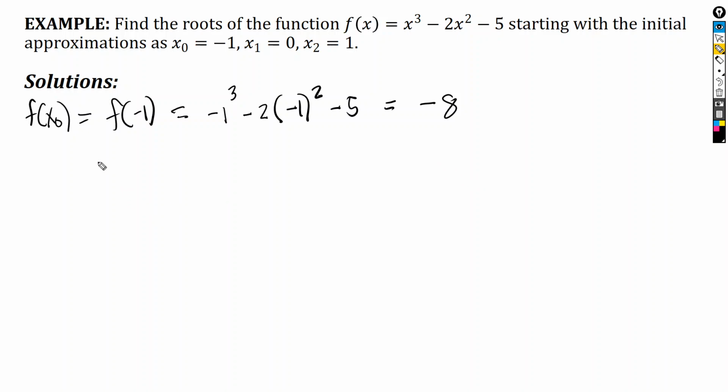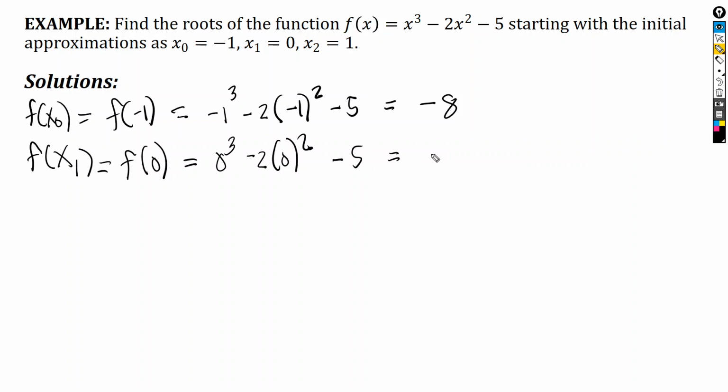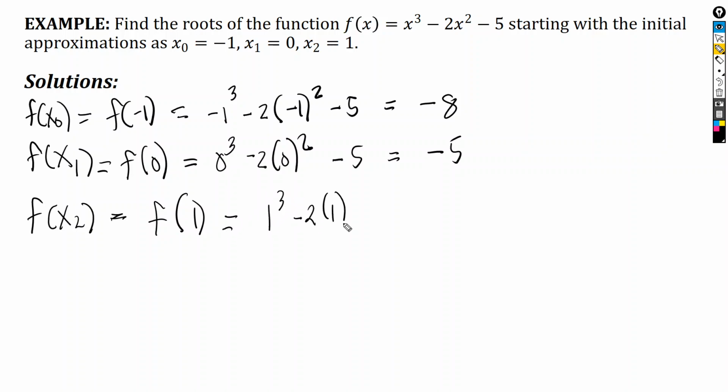Okay, so the next initial approximation will be f of x1. So f of x1 is f of 0. If you substitute 0 into the function, this is 0 cubed minus 2 times 0 squared minus 5. So we get the value of -5. And then next would be f of x2. Our f of x2 is f of 1. So f of 1 will be 1 cubed minus 2 times 1 squared minus 5, that is equal to -6.